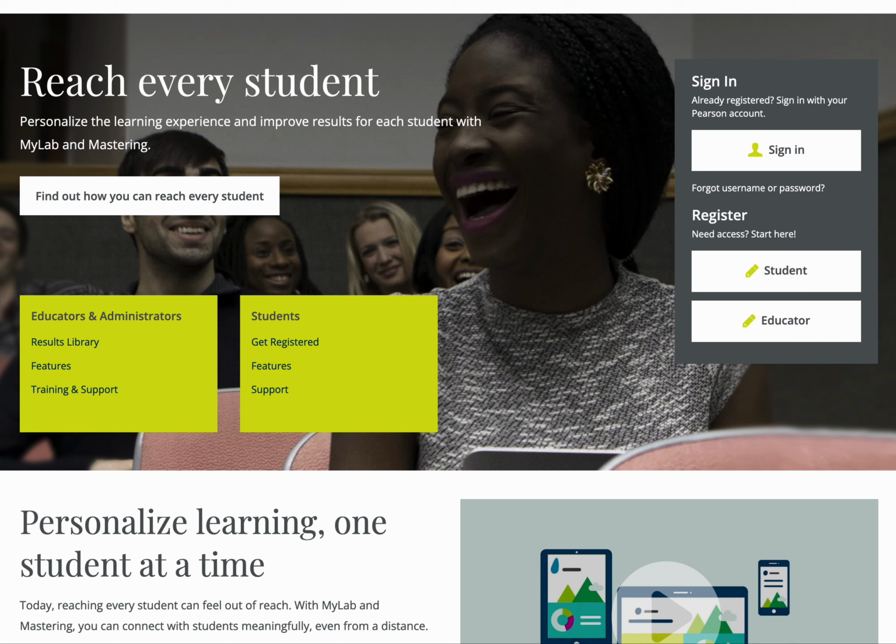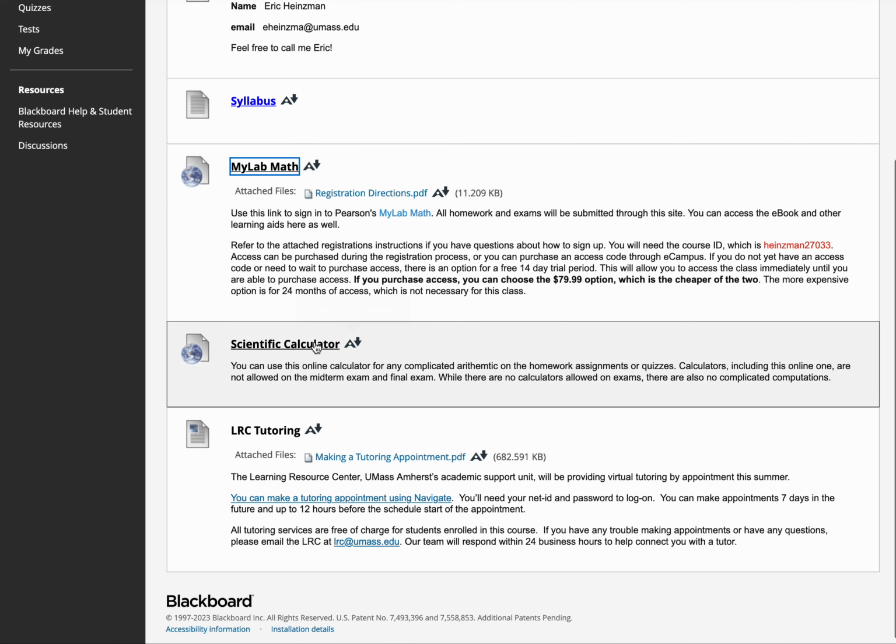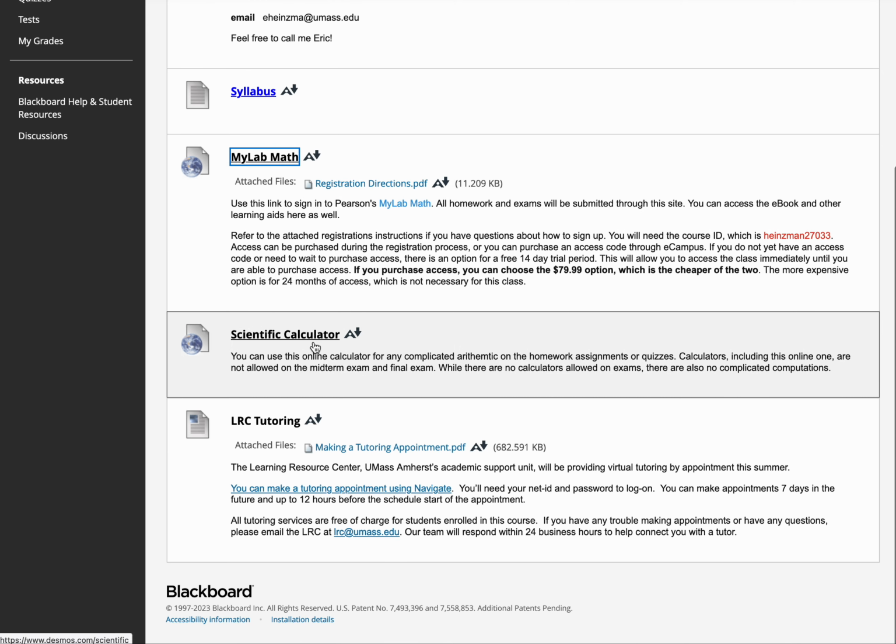I'll go back to Blackboard. So if you need help registering, you can use these directions here. And you'll need the course ID, which is this. There's also an online scientific calculator, so you don't have to actually purchase a calculator. I'm going to open this link.